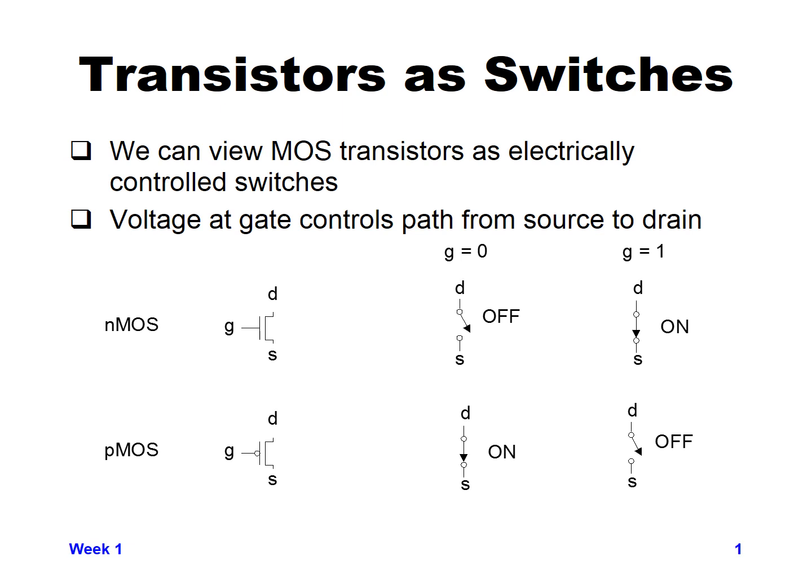And for the gate of the PMOS, if the gate is connected to a logical 1 or VDD, then the transistor will be a switch that's off and will not allow any current to flow from the drain to the source.